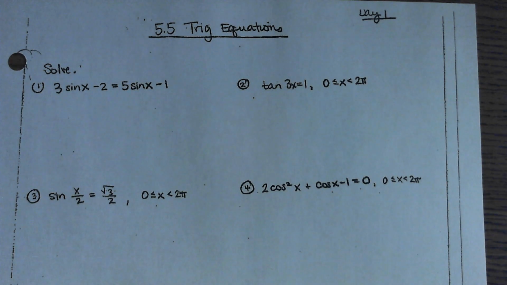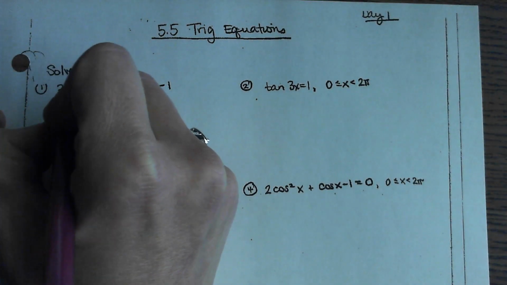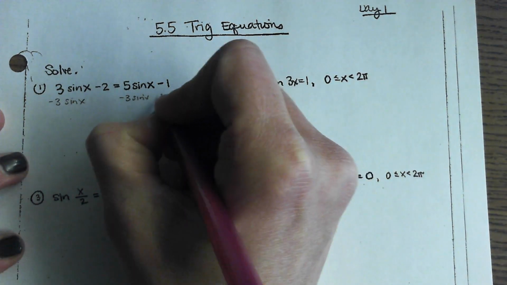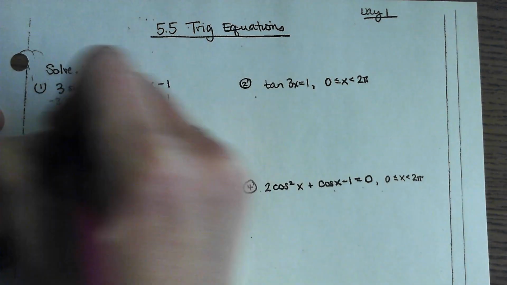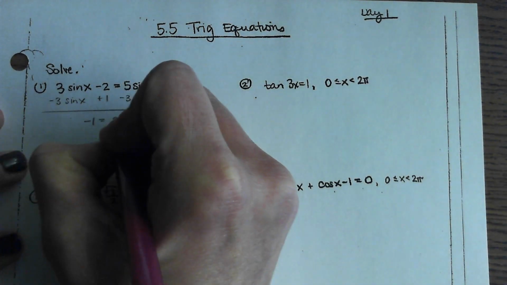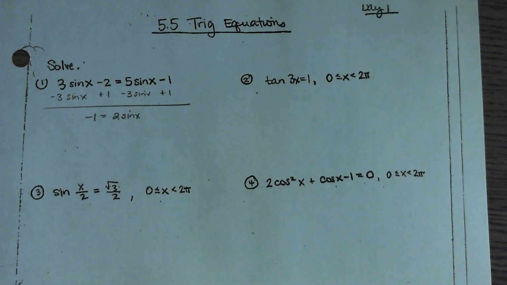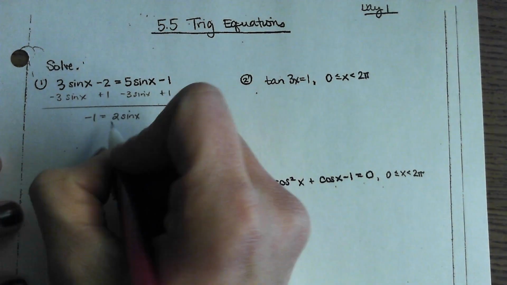Joey? Get like terms on each side. So what would that involve? Keep going. Good. So bringing your 3 sine x's over to the right and then adding your 1 over to the left. So we'd have a negative 1 equals 2 sine x. And then divide by 2 on both sides.